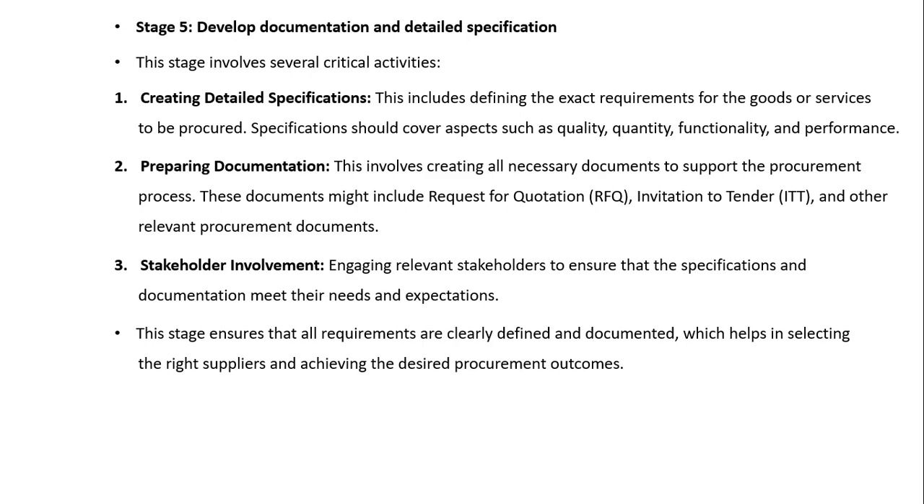2. Preparing documentation. This involves creating all necessary documents to support the procurement process. These documents might include request for quotation, RFQ, invitation to tender, ITT, and other relevant procurement documents. 3. Stakeholder involvement. Engaging relevant stakeholders to ensure that the specifications and documentation meet their needs and expectations. This stage ensures that all requirements are clearly defined and documented, which helps in selecting the right suppliers and achieving the desired procurement outcomes.